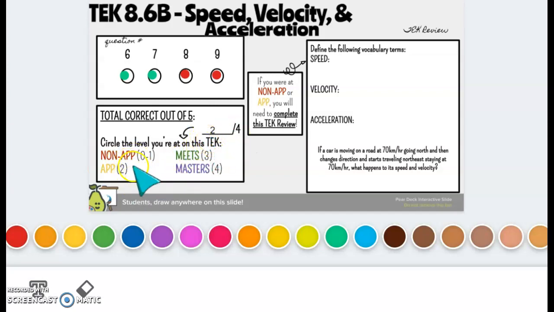So if I got 2 out of 4, I would be at approaches. So again, if you are at non-approaches or approaches, over here at the top, I'll put a little star so I know to come back and fill in this TEK review. Before moving on, does anybody have any specific questions over questions 6 through 9 on the test?